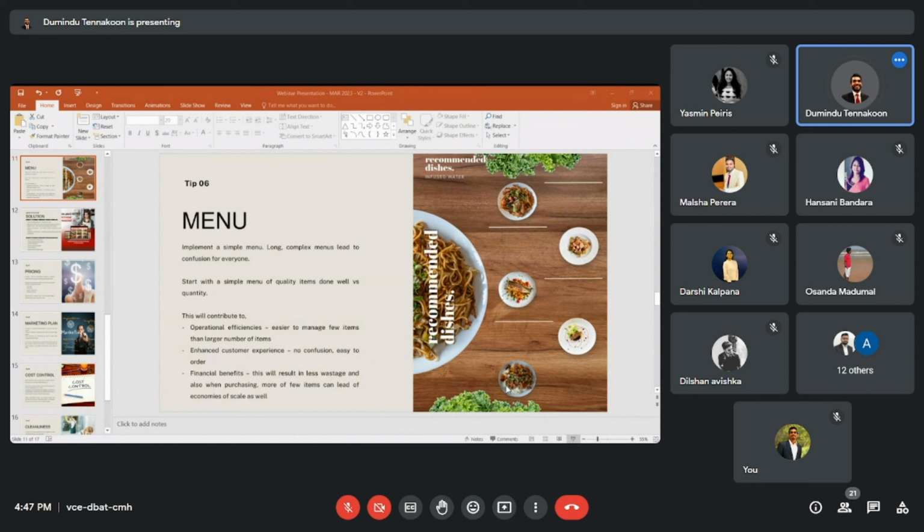So if you're, let's say, a comfort food kind of restaurant, it has to be very, very simple. You can have varieties. So the tip is straightforward. The tip is, why do you have to print a newspaper? Why not make it online? Why not make it digital?